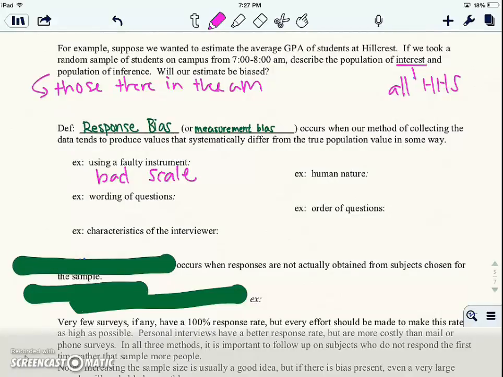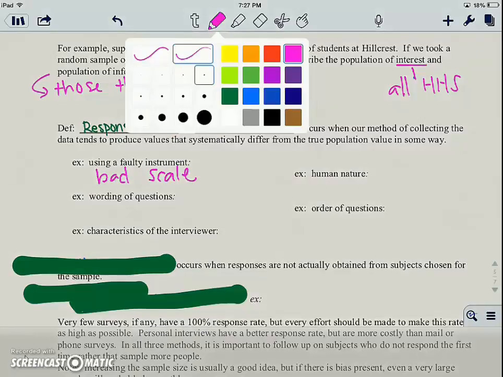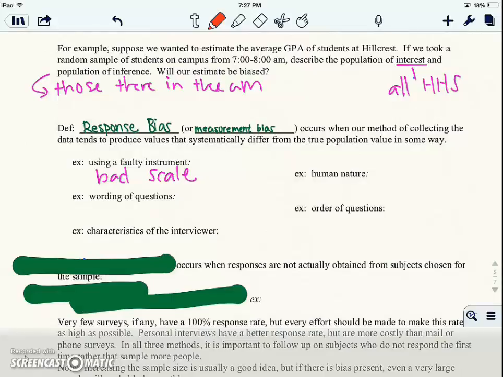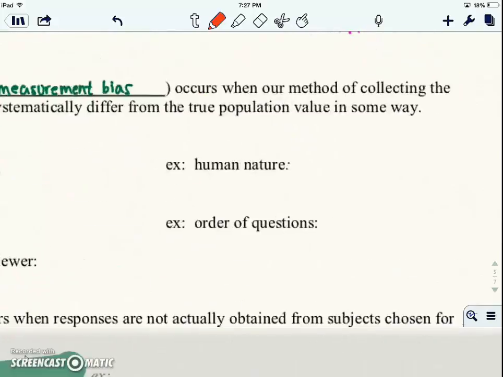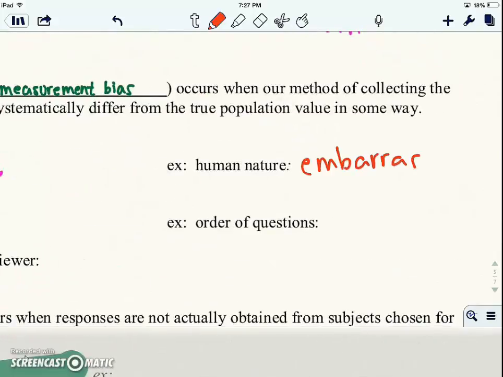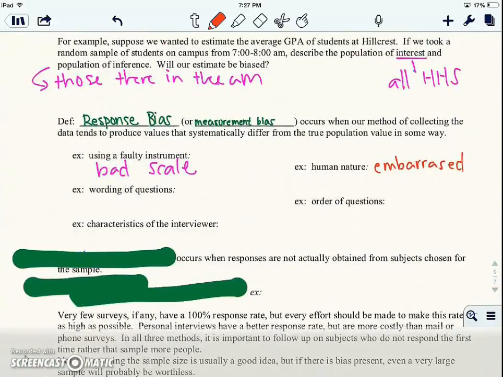Or let's say you and your friend were doing a project on student weight and your scale was off but your friend's was correct, then you've got response bias. Okay, human nature. People tend to get embarrassed. So if you ask them a question that might be a little bit embarrassing, they might lie. Or if I walked up to a student and said, hey, what's your favorite class so far this year, in front of all of their friends, and let's say it's an AP Stats class, I'm putting pressure on them to say AP Stats, even though they're really not math kids and they like English.